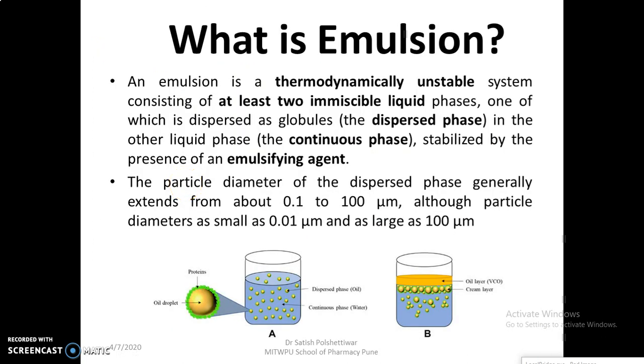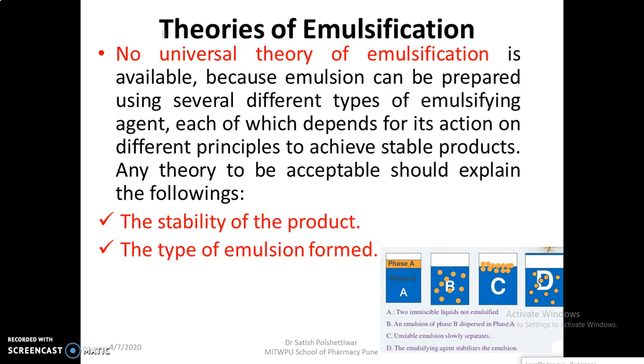So just now we talked about what emulsion is. Okay, what are the different theories of emulsion? No universal theory of emulsification is available because emulsions can be prepared using several different types of emulsifying agents, each of which depends for its action on a different principle to achieve stable products. Any theory to be acceptable should explain the following: stability of the product and the type of emulsion formed, whether it is forming OW type or WO type, and even globule size, depending on the physical chemical stability involved.